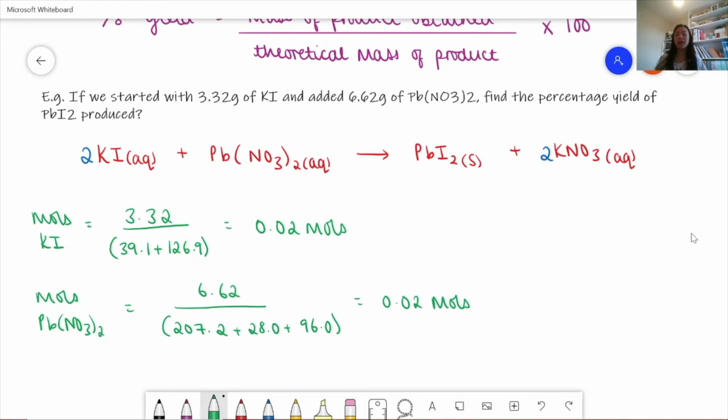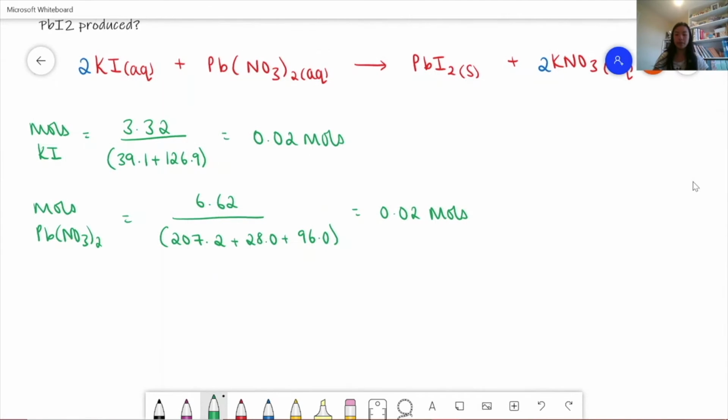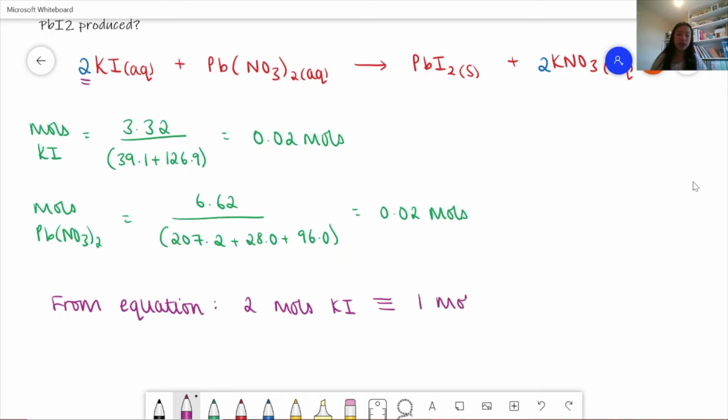And now we need to look back at the equation to find out the ratio. So we know from the equation that two moles of potassium iodide, so we know the number of moles because of this coefficient here, react with 1 mole of this lead nitrate.